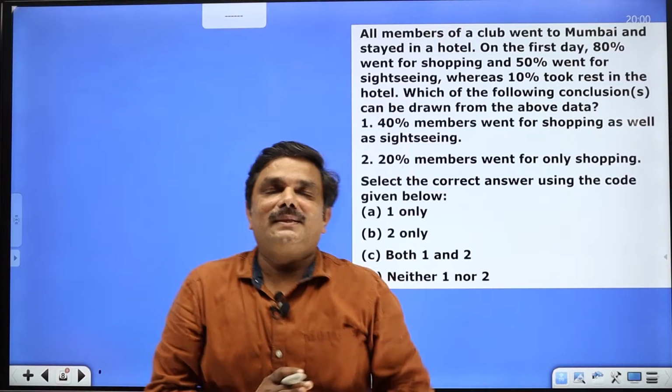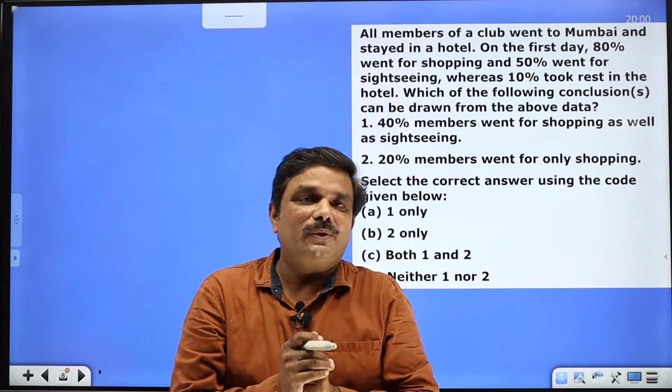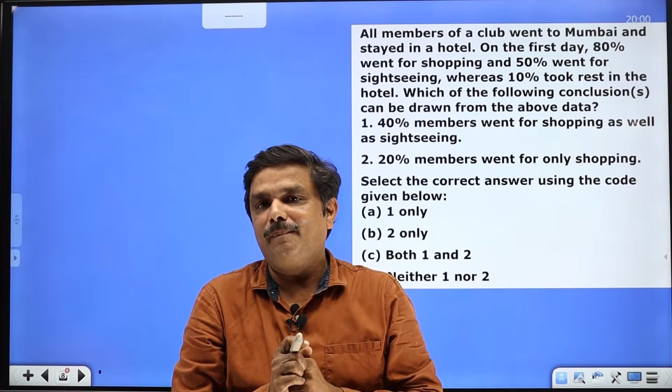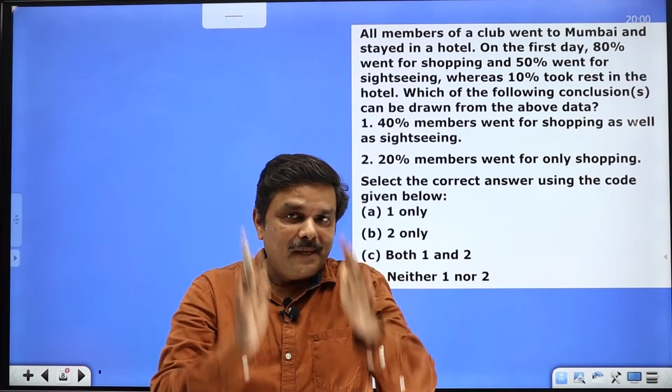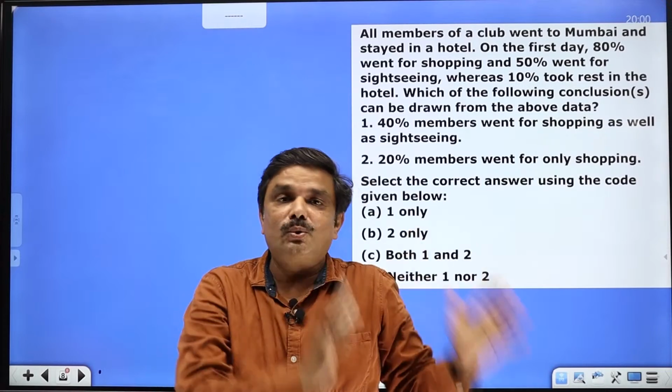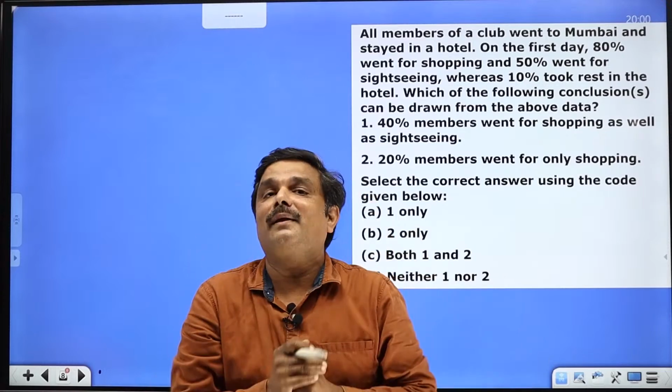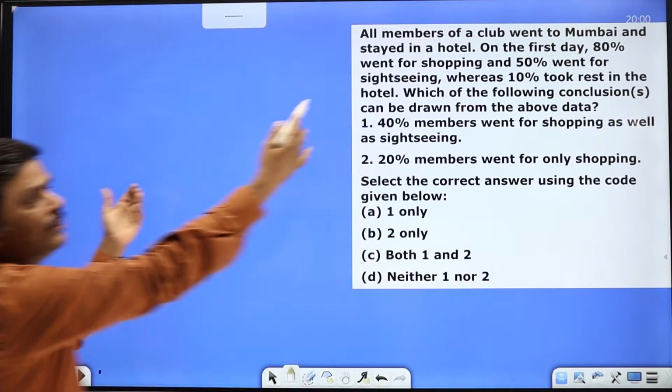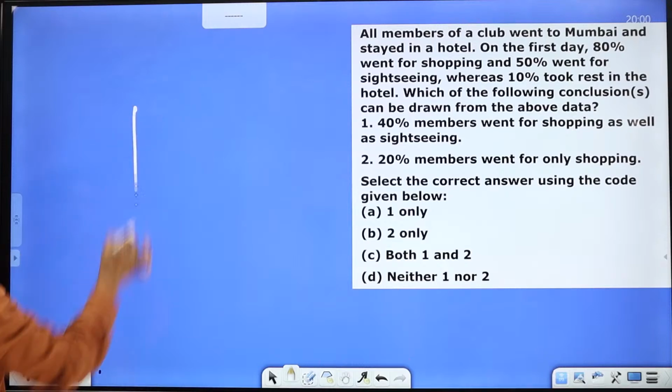Now you try this one, students. Can you do this question without writing anything on paper? Of course you can. But before that, you should have complete conceptual clarity. How to go about this? Don't use any formula. I'll explain this one directly to you.